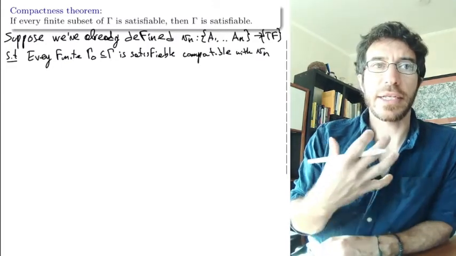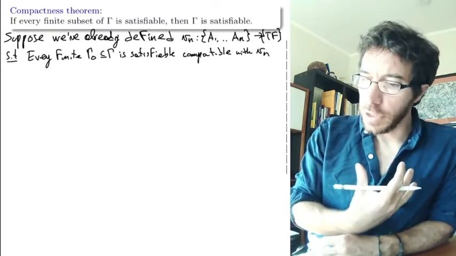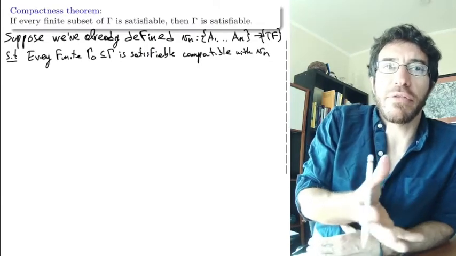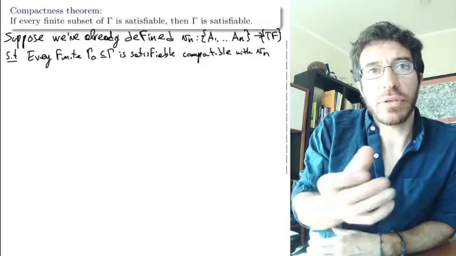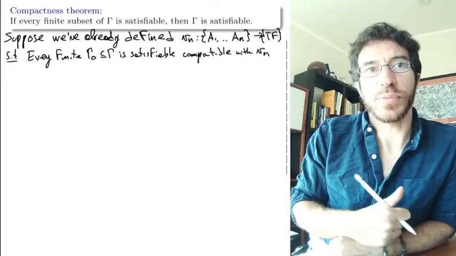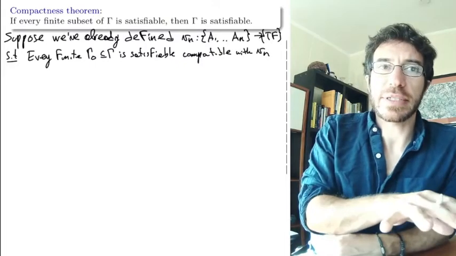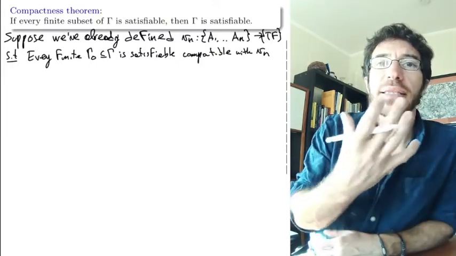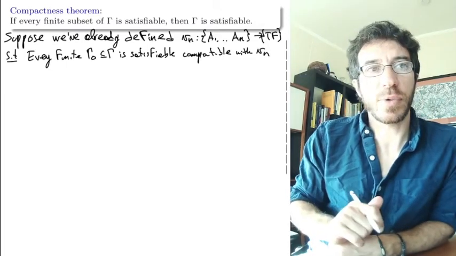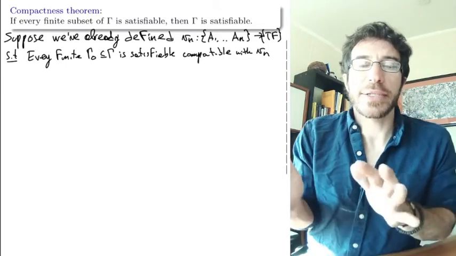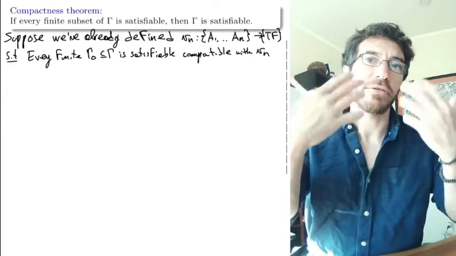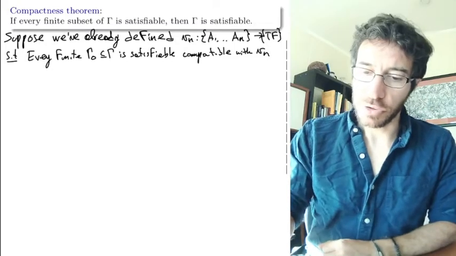So by that I mean there is a truth assignment that extends Vn, that is compatible with the values that we have chosen in Vn, and that makes gamma 0 true. Each finite gamma 0 might be satisfiable by a different truth assignment, but always one that is compatible with Vn. That's the assumption that we have. We're assuming that we define Vn that way, and then now by induction, or recursion essentially, we're going to define Vn plus 1.